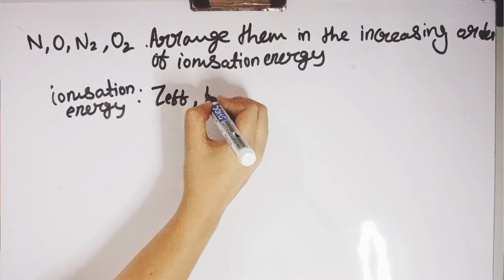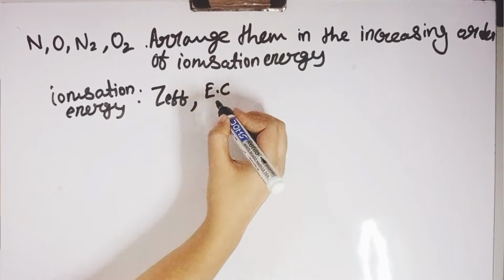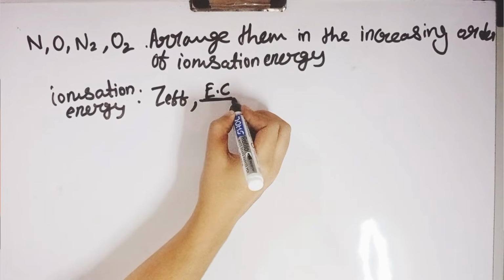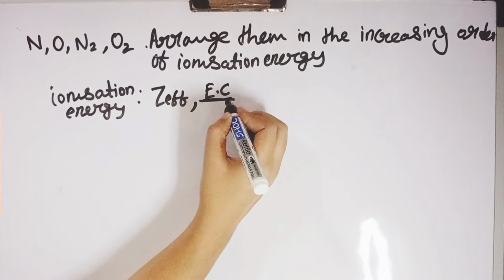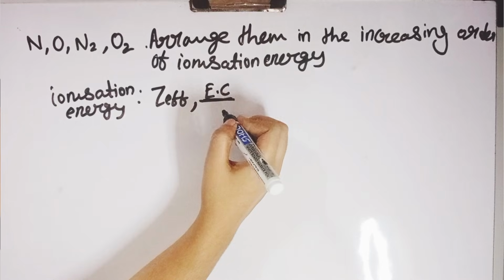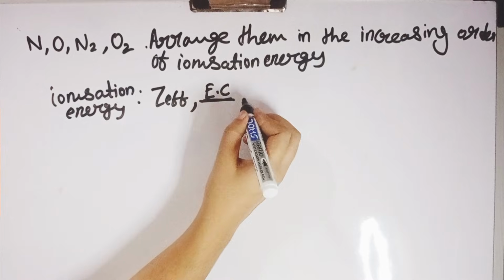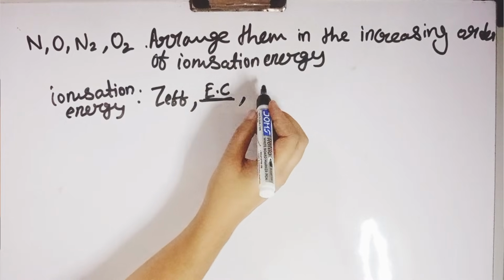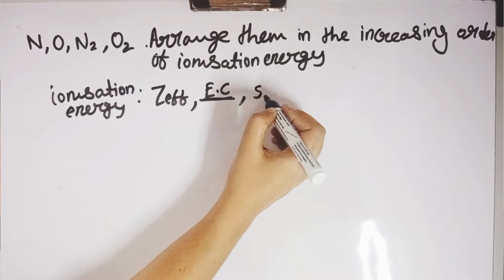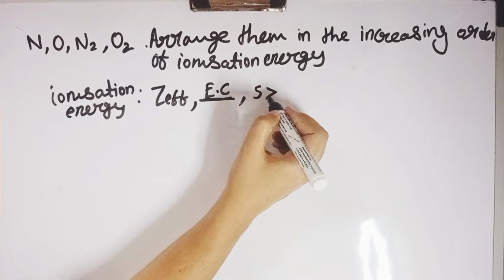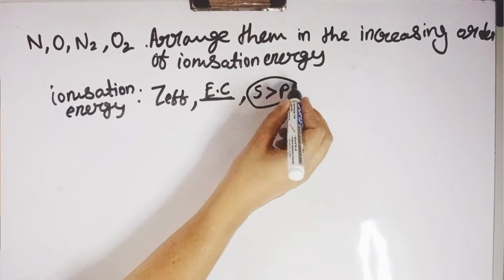After that, it also depends upon the electronic configuration. Higher the stability of the electronic configuration, higher is the ionization energy. Like we know, half-filled and full-filled configurations are more stable, so those configurations will result in higher ionization energy. And after that, we have penetration power. So S subshell has higher ionization energy compared to the P subshell.